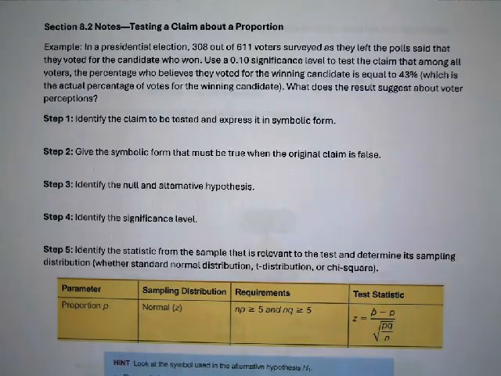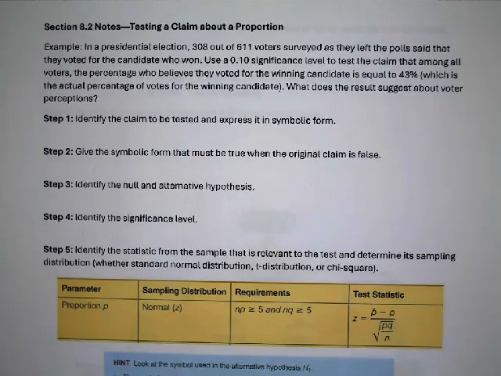All right, so first I'm going to go ahead and read the example. It says, in a presidential election, 308 out of 611 voters surveyed as they left the polls said that they voted for the candidate who won. So the results hadn't been announced yet. They had literally just voted. They walked out and they said, yep, I voted for the winner.